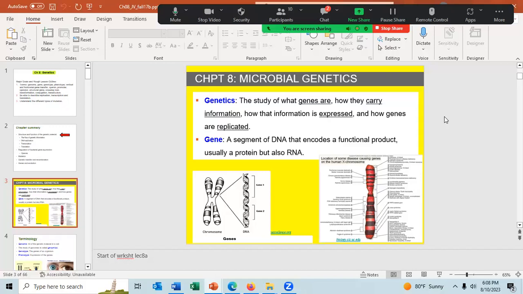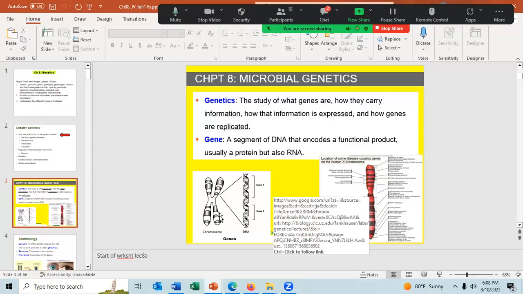So a gene is something that codes for something, usually a protein, but it doesn't have to be a protein. It could be RNA, it could be tRNA, rRNA, or some other form of RNA, which we're not going to talk about.